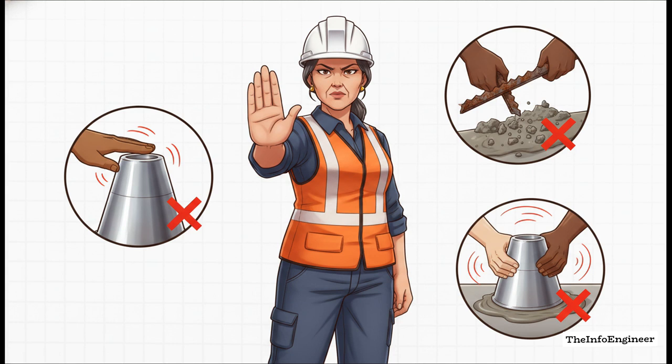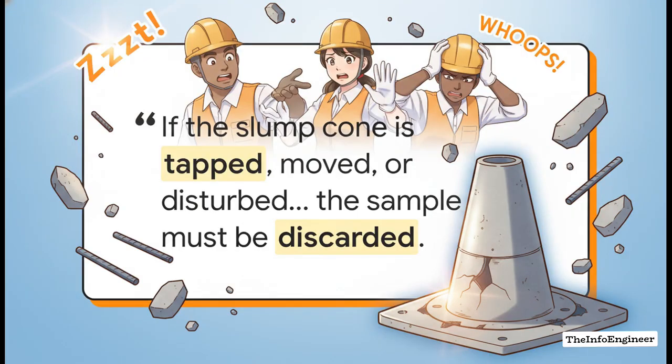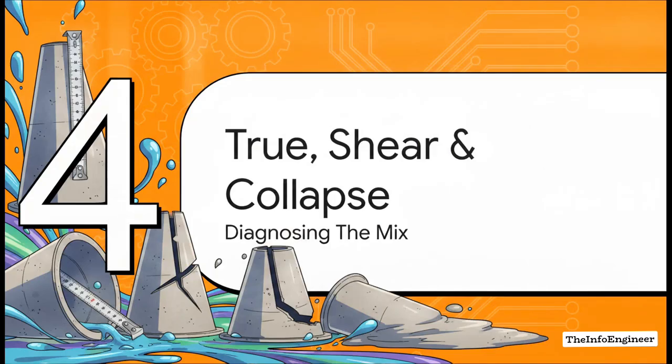And when you lift that cone, absolutely no twisting or lateral motion, straight up, every single time. Let me just reiterate this because there are zero shortcuts here. If the slump cone is tapped, moved, or disturbed during the test, the sample must be discarded and the test starts over. That's the rule. If a laborer accidentally bumps your base plate, you throw the concrete out and you start again. Period. No exceptions.